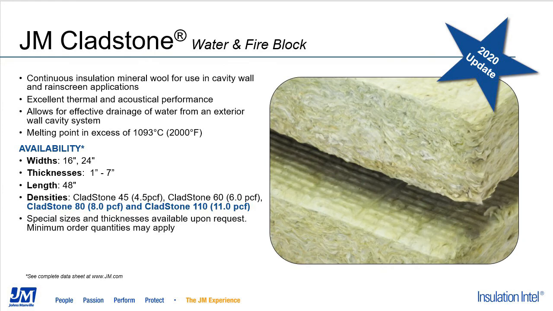Cladstone is also an exterior product that's going on the outside of your building. So Cladstone is very similar to the other products you just saw, except it has additional water repellent properties to it. Cladstone is available in a 4.5-pound density. We have our Cladstone 60, 80, and 110 as well. So various different densities depending on your application. The Cladstone 45 is the most popular, likely because it's the cheapest, but in certain applications you can sometimes require that additional rigidity or that additional density, depending on how that cladding system is being installed. And again, all your different widths and thicknesses are available on the screen there as well.